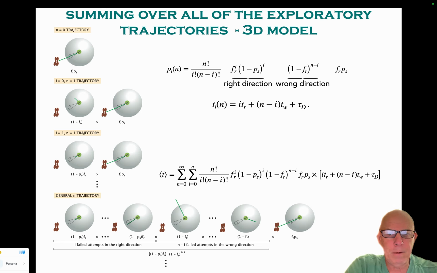But here's what I would say. There's kind of two probabilistic things going on. First, does the microtubule grow in the right direction?